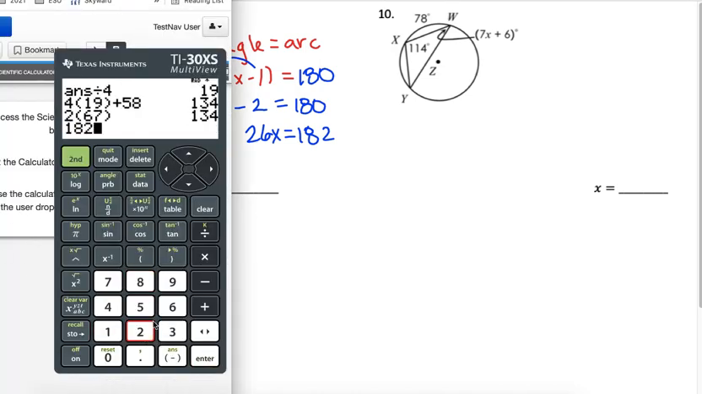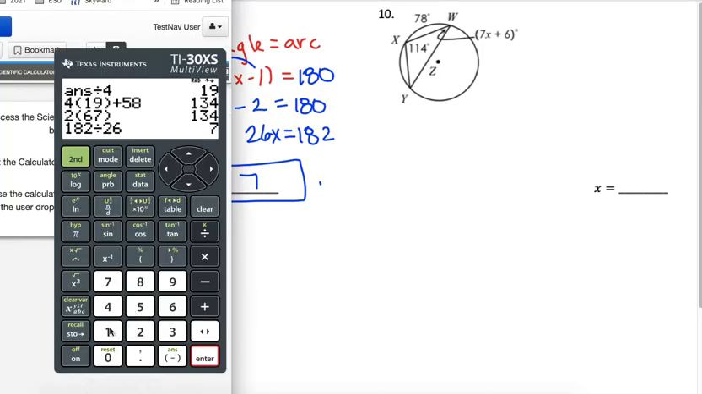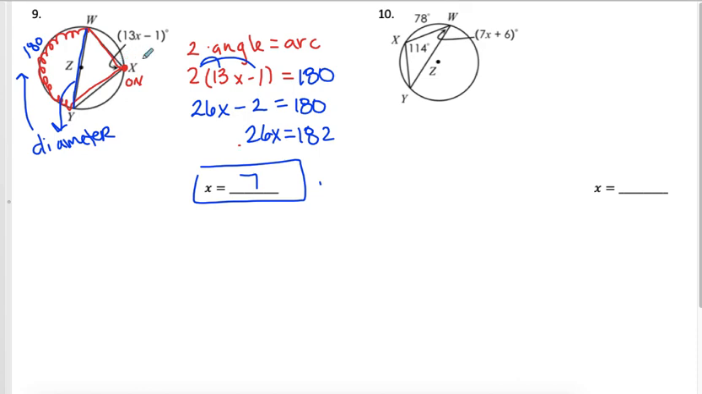I got to get a calculator for that one. I don't know the factors of 26 there. Oh, it goes in nicely. x equals 7. Check our work. We can plug in 13 times 7 minus 1. And I get 90. Good. Okay, 2 times my angle. If this angle is 90, 2 times 90, there's my arc I wanted. There's that 180, knowing that this is correct.